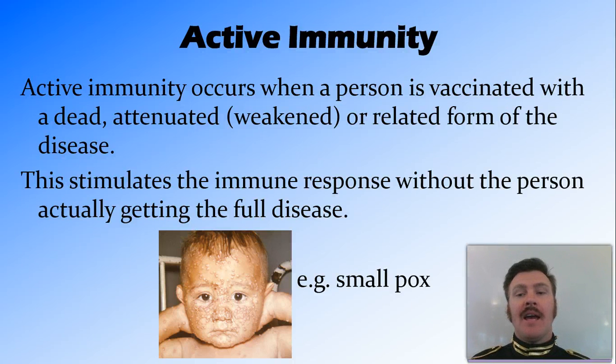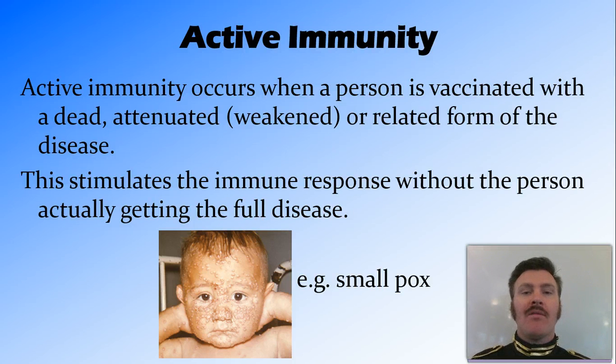Active immunity, on the other hand, is when a person is vaccinated or inoculated with a dead or attenuated, so a weakened version, or a related form of the disease. And what this does is it stimulates the immune response, so the full immune response happens to fight this vaccination. However, the vaccination doesn't actually cause the full disease. So this is why after getting a vaccination you might get a little bit sick, but it will stop you from getting properly sick later on in the future.